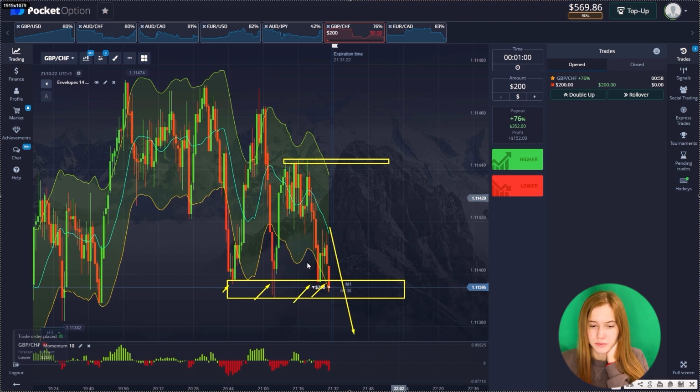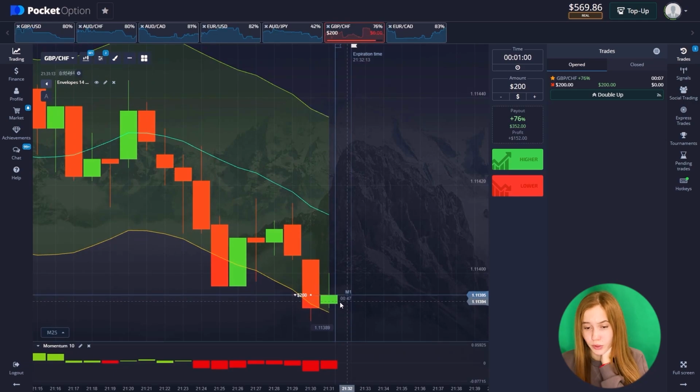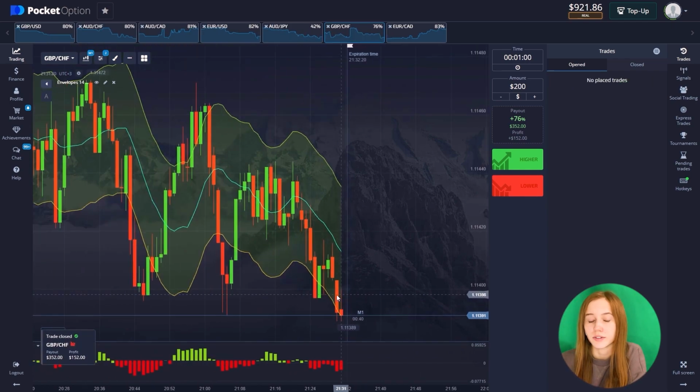Envelopes shows us drawdown. Momentum, we have 2, 3, 4 bars also in the lower position, below the previous one. Also drawdown. Let's see. We have 11 seconds left. We're below our opening point. It's good. 2 seconds. Excellent. Our deal is going to plus. Profit is $252.